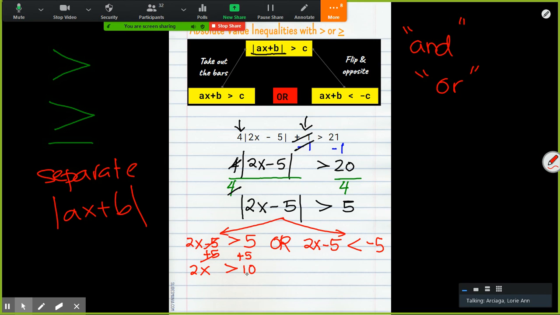I'm going to leave it at that because I want you to finish it and tell me what the right answer is. And then on the right-hand side, you do the same thing. You add 5, and tell me what happens next. These two will cancel. You get 2x is less than, what's negative 5 plus 5? That's a 0, isn't it? Okay, so that's a 0.